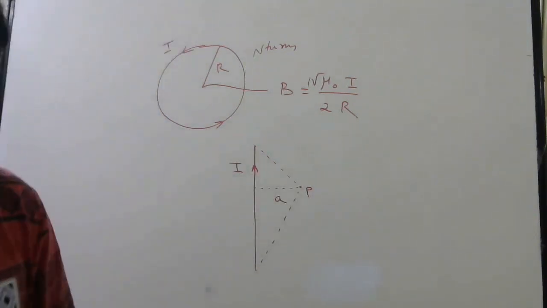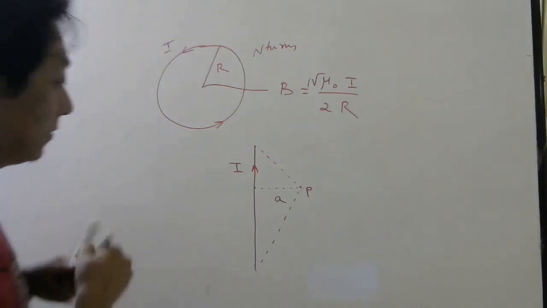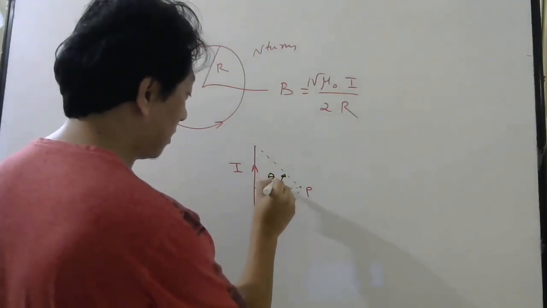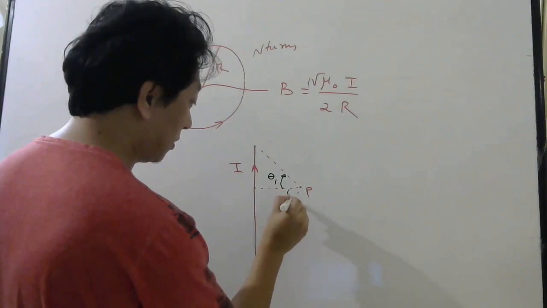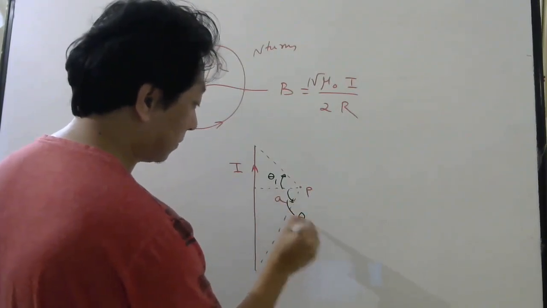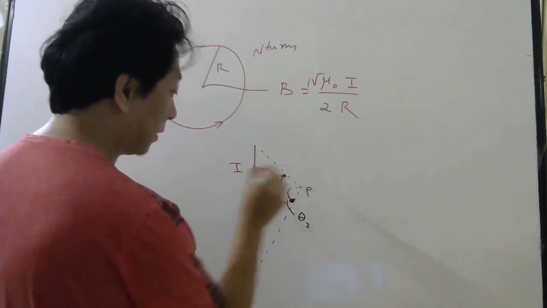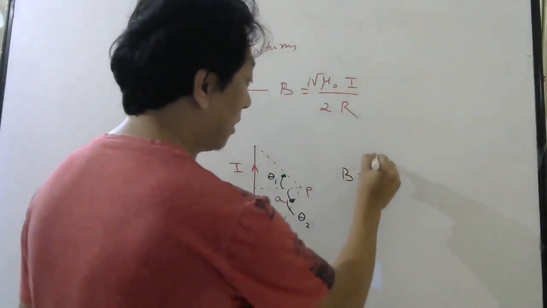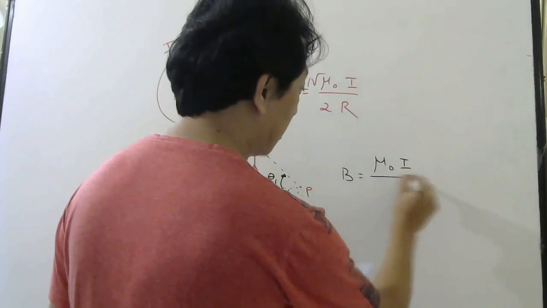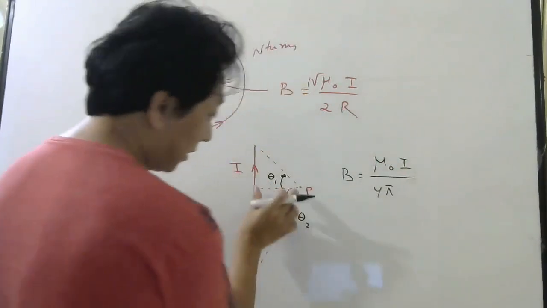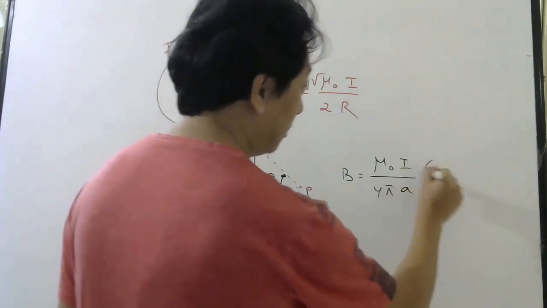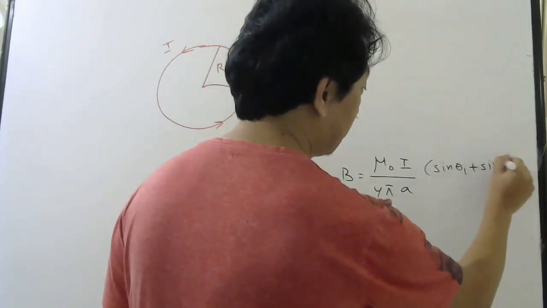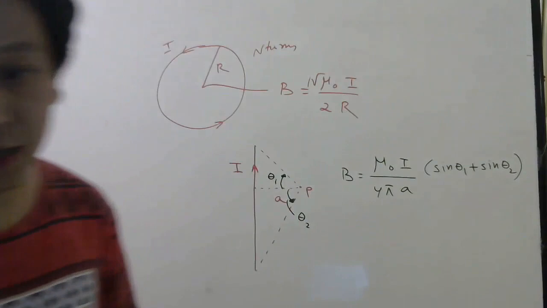Then you measure this angle. This angle suppose is theta 1, and this angle is theta 2. Then the magnetic field at this point is given by mu naught I divided by 4 pi A into sine theta 1 plus sine theta 2. So this formula you have to remember.